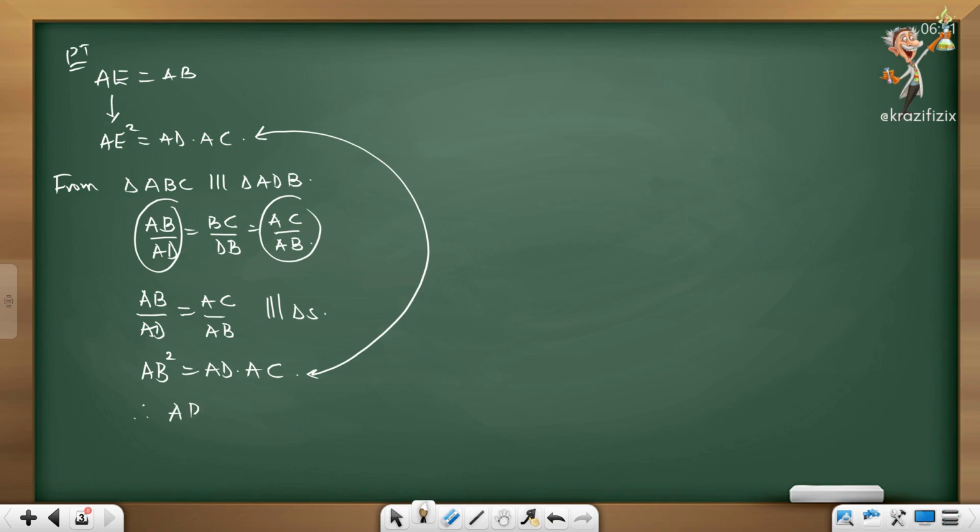Therefore, AB squared is the same as AE squared. Square root of both sides. AB is equal to AE.